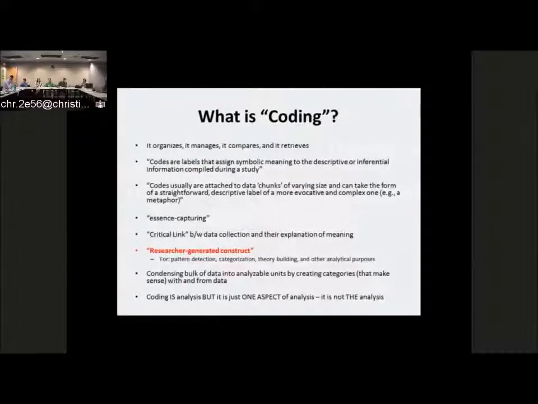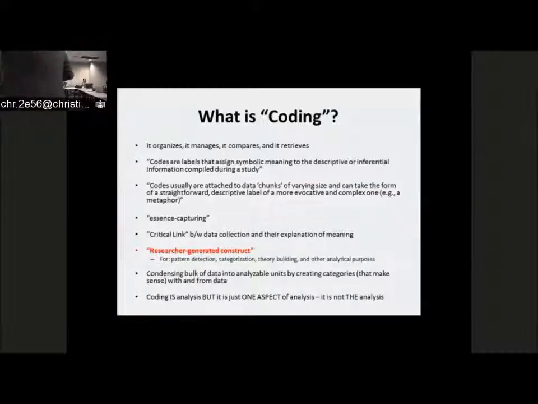What is coding? It organizes, manages, compares, and retrieves particular data elements. Codes are labels that assign symbolic meaning to the descriptive or inferential information compiled during a study. Codes are attached to data chunks. So we sometimes look through our data and say, oh, this is a big, long, 3-sentence thing. This has to do with this particular concept, right? Chunks of data. We talk about it as essence capturing, a critical link between data collection and interpretation or explanation.